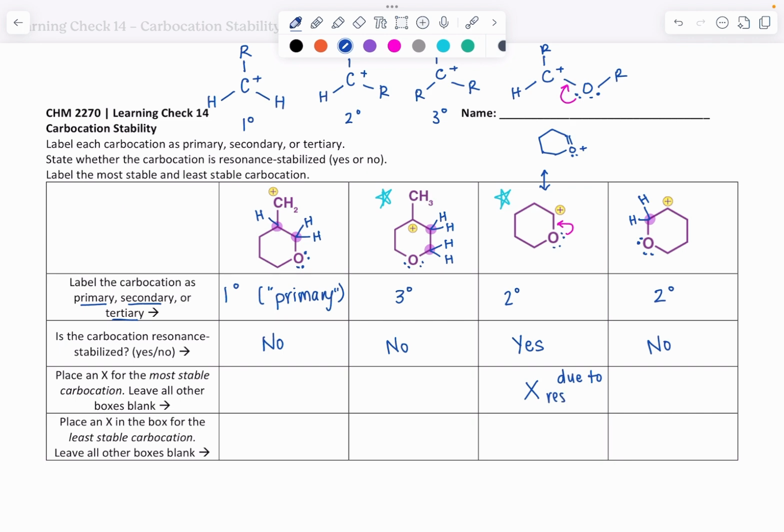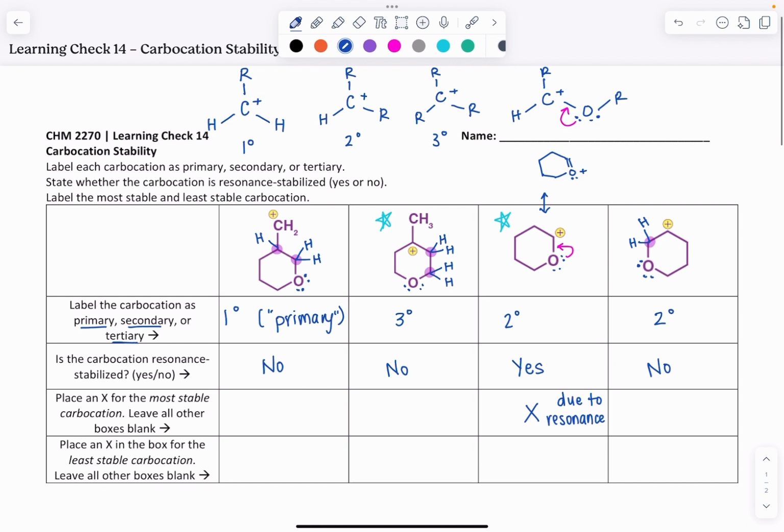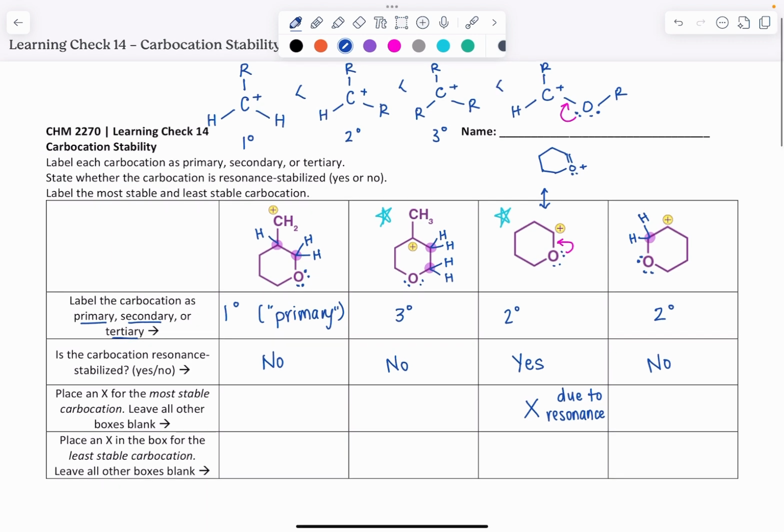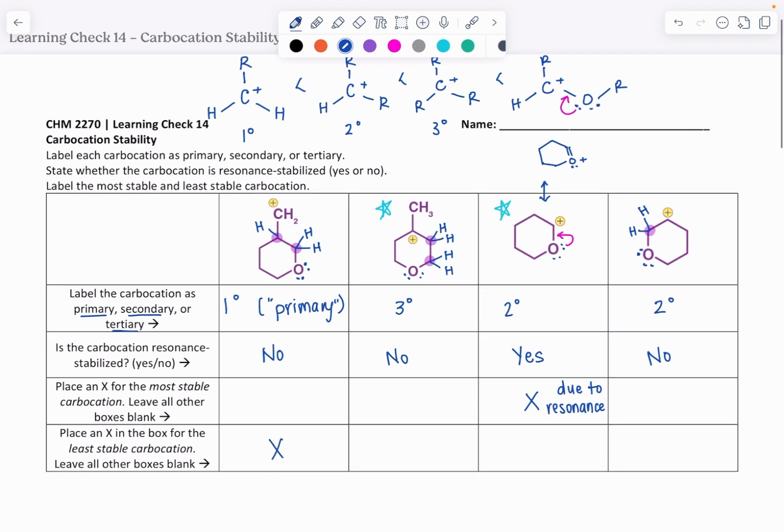And if you look at our notes, when we were talking about carbocation stability, they pretty much look like all of this up here, where we said primary, secondary, tertiary, and then stabilized by resonance. Primary is least stable, then secondary, then tertiary, then resonance stabilized. All right, the last row, placing an X in the box for the least stable carbocation, that's our primary carbocation. So that's this box here.